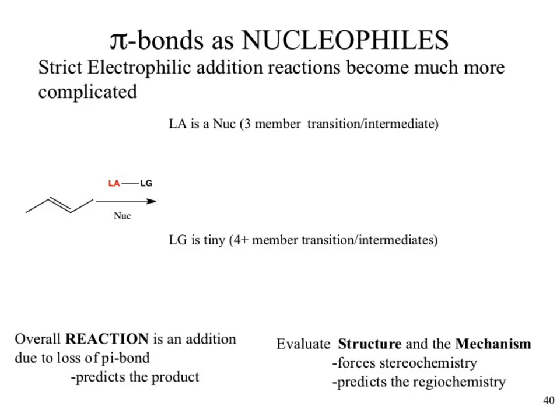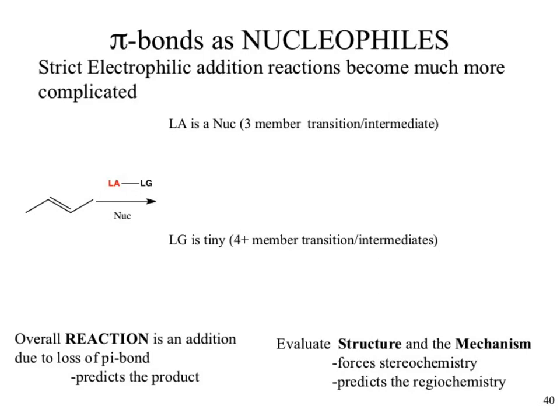When we look at our pi bonds acting as nucleophiles, they have to react with an electrophilic species, which will typically be our Lewis acid. And when I evaluated those, I tried to come up with patterns. What I noticed is that if the Lewis acid is also a nucleophile, I end up with 3-membered transition states or intermediates. Because our Lewis acid has to be connected to some kind of leaving group, if that leaving group is really, really tiny, I end up with 4-membered transition states or larger.